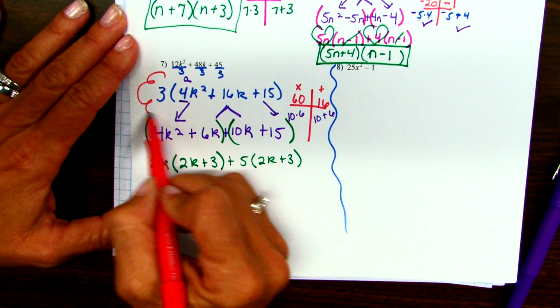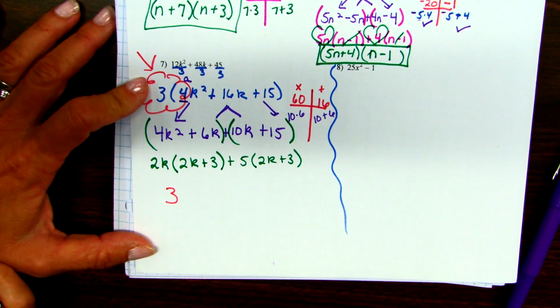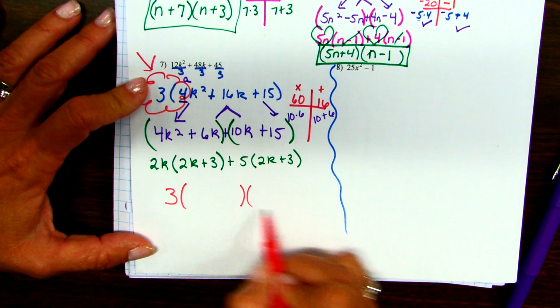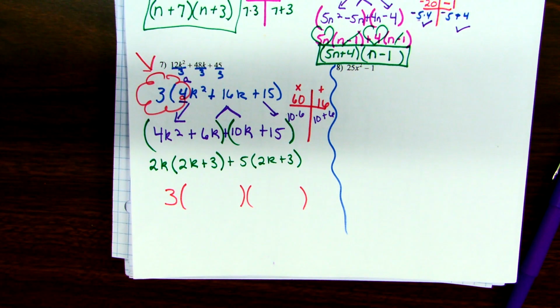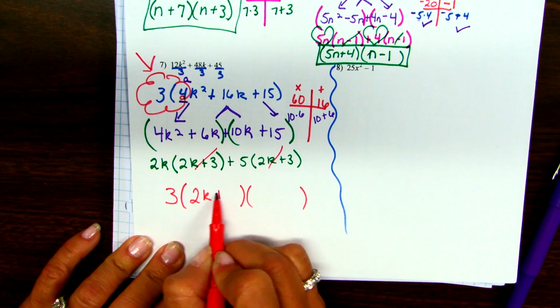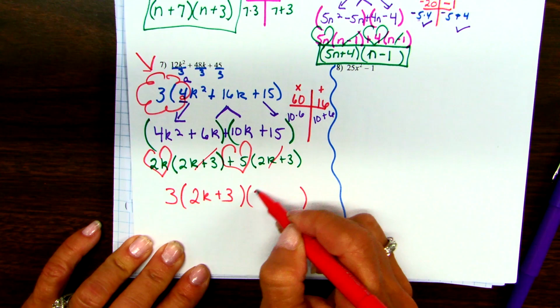Don't forget about this 3 that you factored out at the beginning. It needs to be in your answer to get full credit. Then we have our two parentheses. Again, the order doesn't matter. 2k plus 3 are twins, and the 2k plus 5.